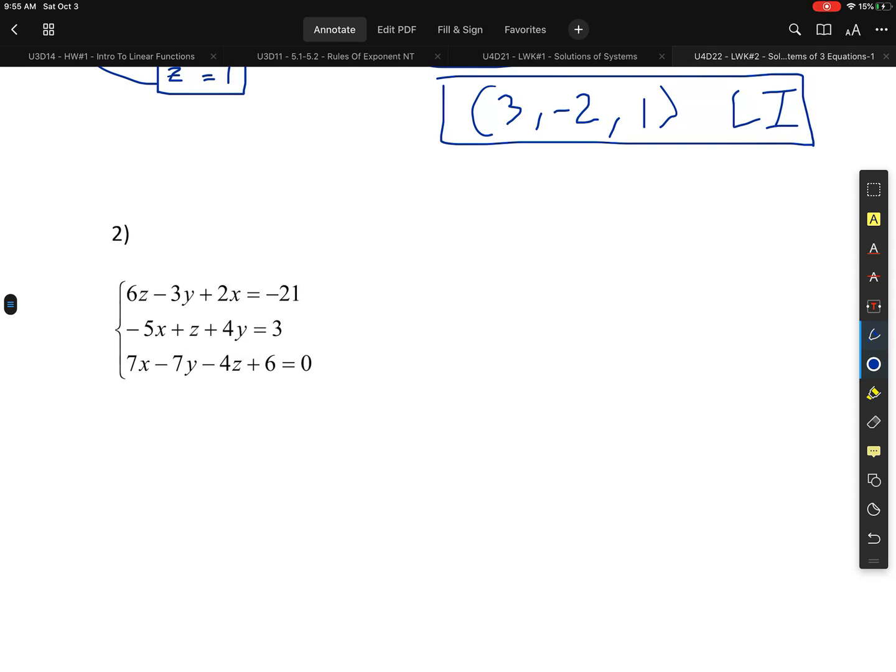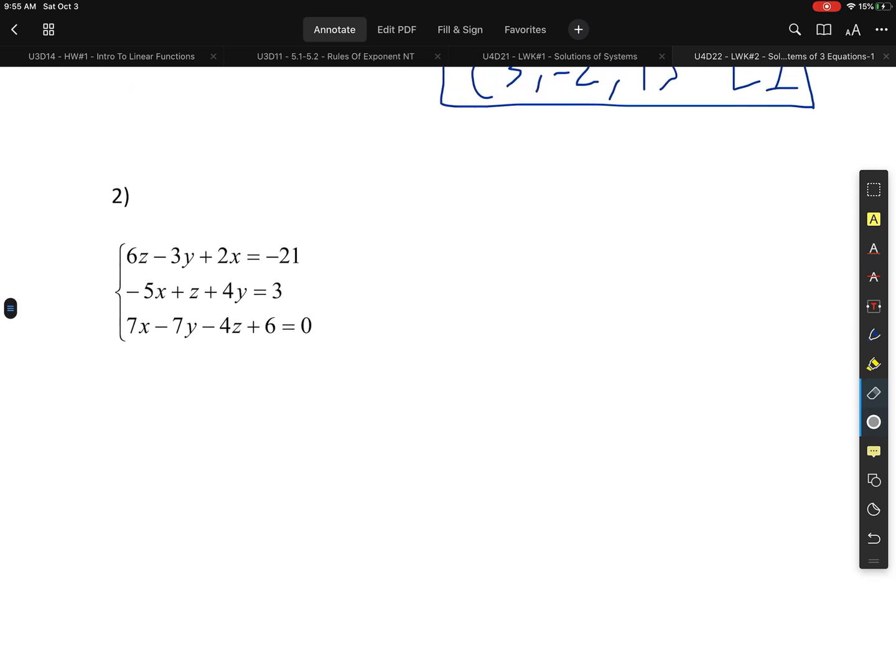All right, looking at the second one. What makes this one annoying is that it's not organized in a way that's going to help us out. The x's, the y's, the z's are not set up in a way it's going to work here. So we have to reorganize. So really, you could take your first equation and write it as 2x minus 3y plus 6z equals negative 21. Alright, so looking here, being that I see a solo z, that's the first thing I'm going to get rid of. That's just going to make things easier.